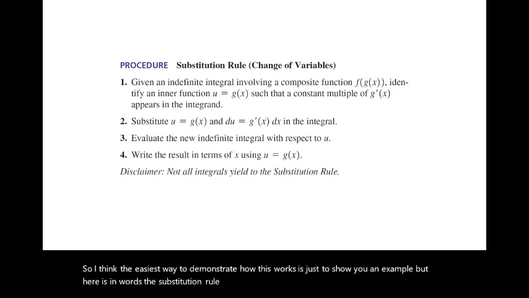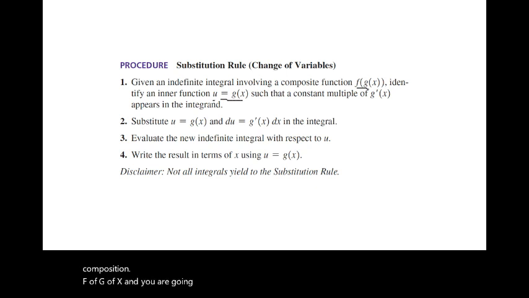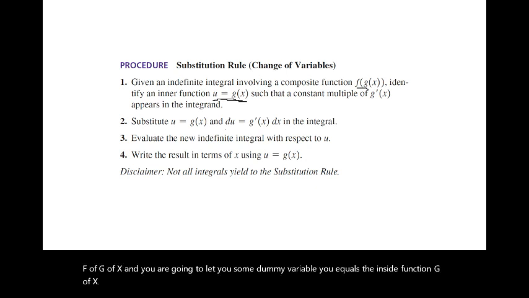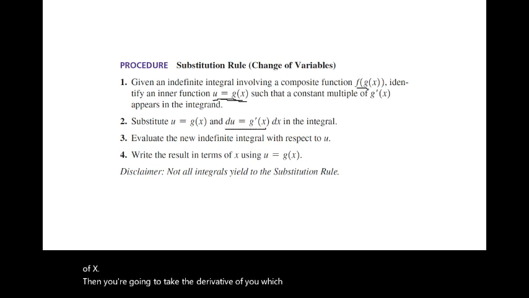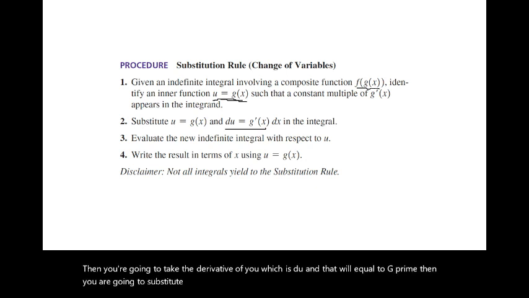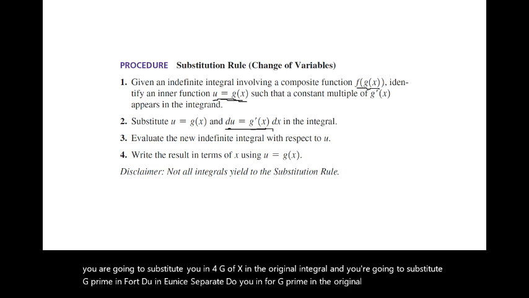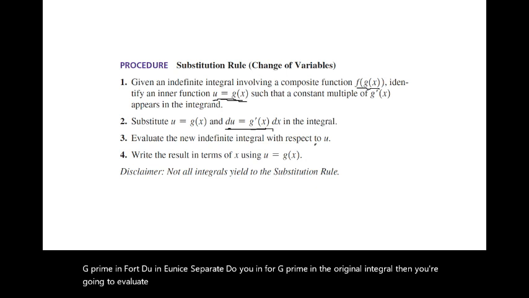So what you're going to do is find the composition f of g of x, and let some dummy variable u equal the inside function g of x. Then you're going to take the derivative of u, which is du, and that will equal g prime dx. Then you are going to substitute u in for g of x in the original integral, and substitute du in for g prime dx. Then you're going to evaluate the new indefinite integral with respect to your new variable u. It has changed the variables.